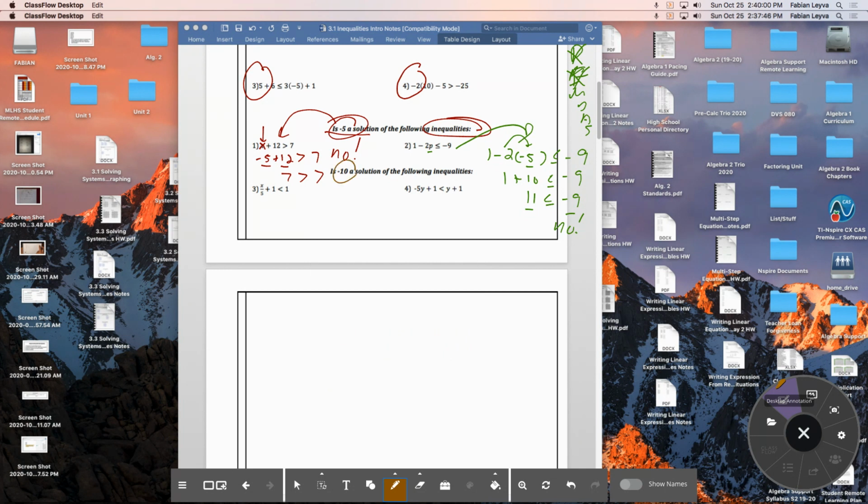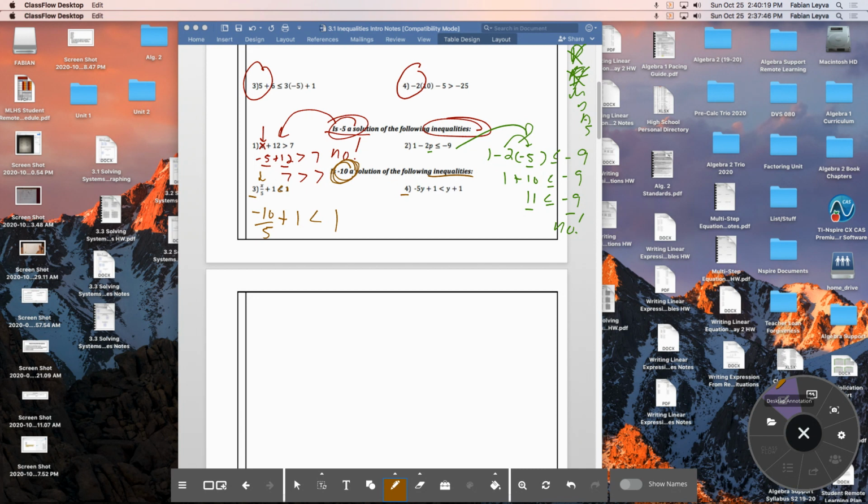For instance, is negative 10 a solution to these two inequalities? Well, we have to take our time and check. We have x divided by 5 plus 1 is less than 1. Now what is x again? It's a negative 10. It's still going to be divided by 5, added by 1, and we're going to check to see if it's less than 1.